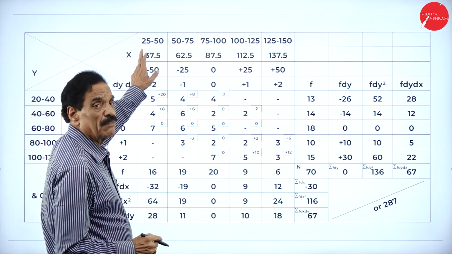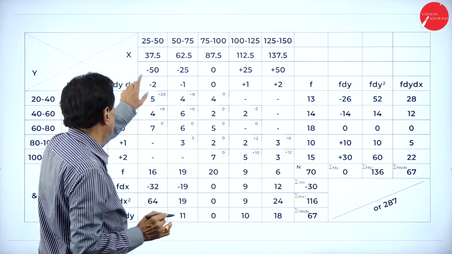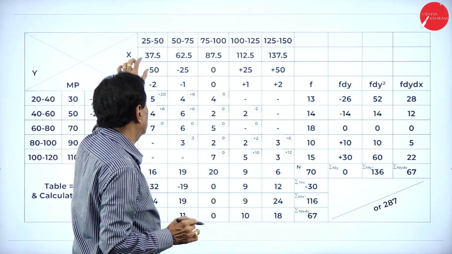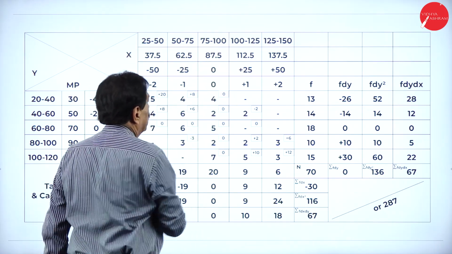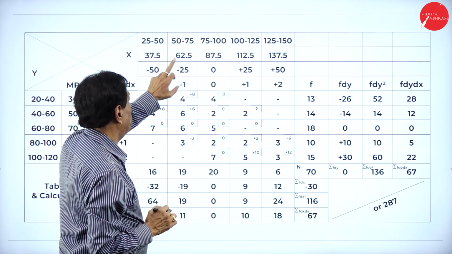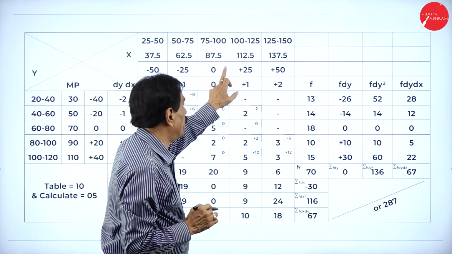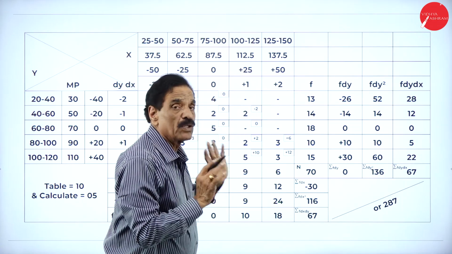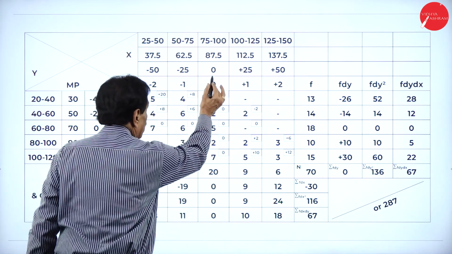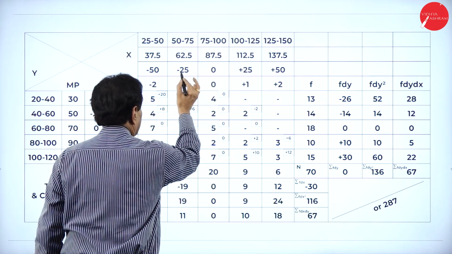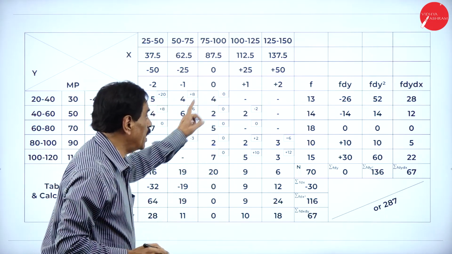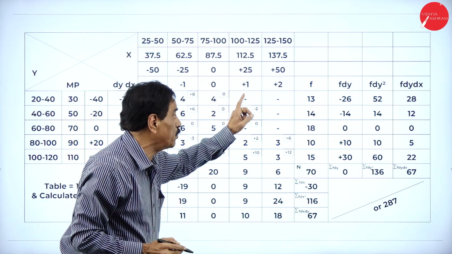25 plus 50 is 75, take the mid value, 37.5. Then there is a difference of 25, 62.5. 25 to 50, 25 difference is there, 87.5, 112.5, only mid values. I took the 0 here, minus 25, minus 50, plus 25, plus 50, so deviations are minus 2, minus 1, 0, plus 1, plus 2.